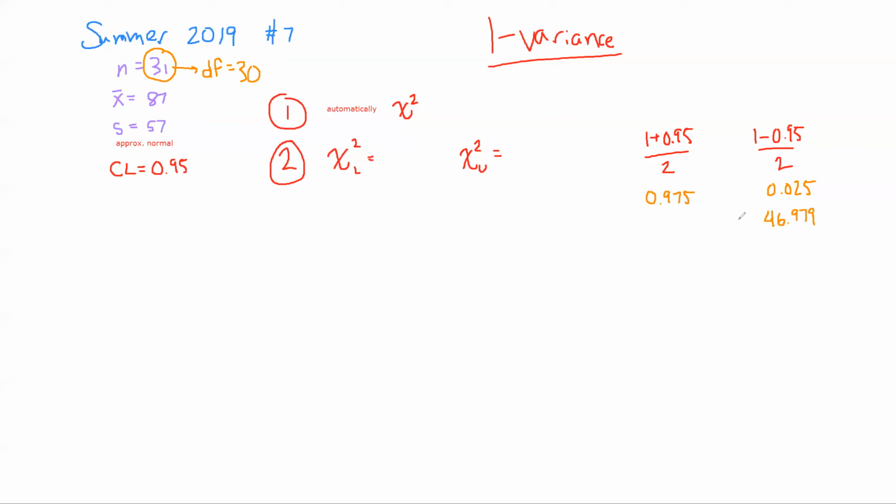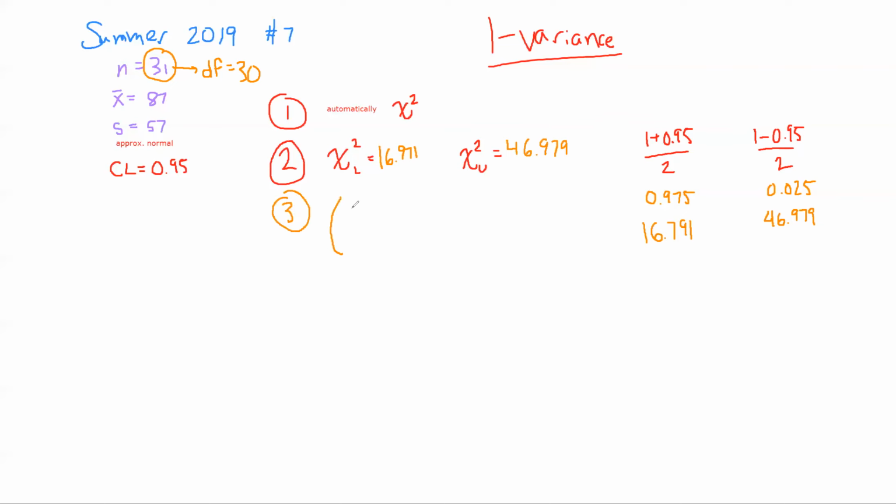This table that I have here, unfortunately, does not give me the left tail, so let's go find another. I have it. Do you? Yeah, it's 16.791. I just found it. I agree. 16.791. So these are my chi-square lower and chi-square upper: 16.971 and 46.979.